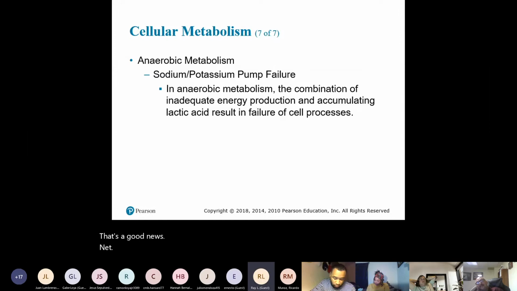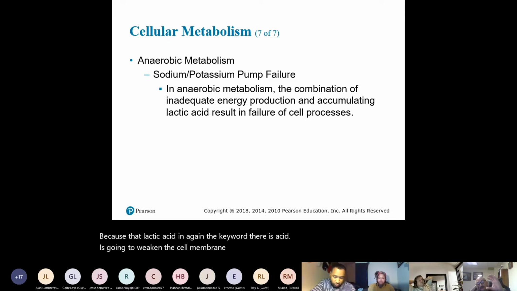If the body's not able to do that, again, we talked about how the cells will fail. Because that lactic acid, and again, the key word there is acid, is going to weaken the cell membrane, the cell wall. They're locked together. There's phospholipid layers.